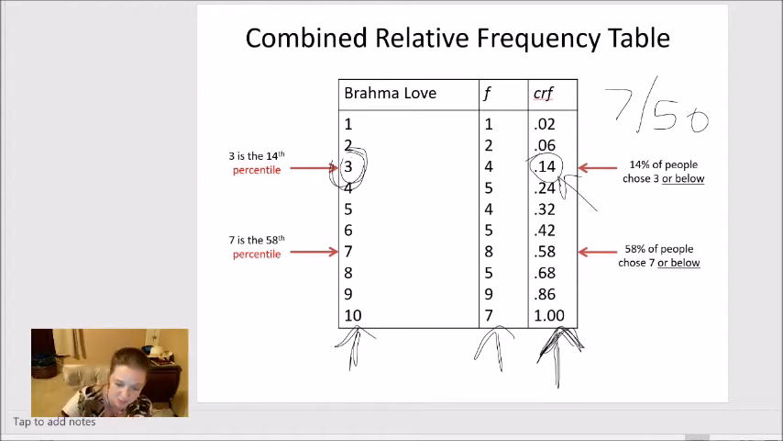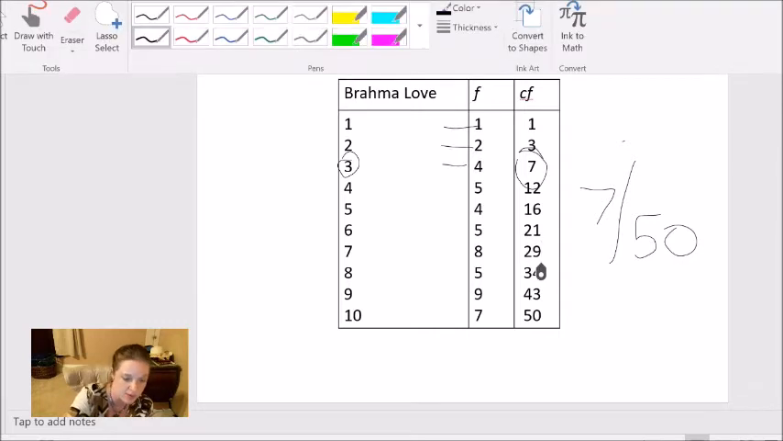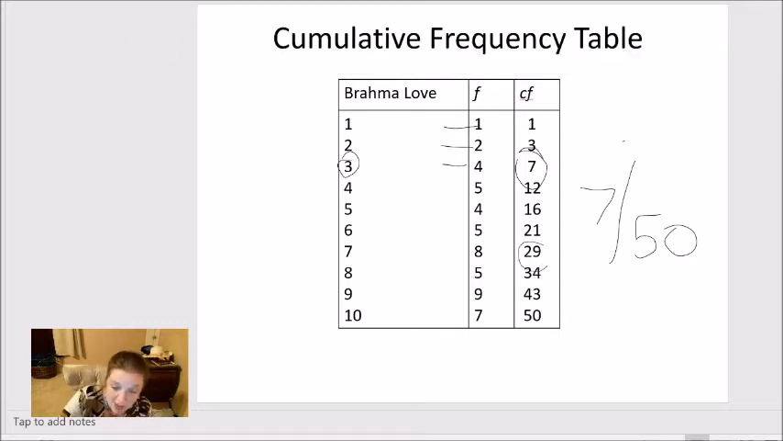Similarly, 7 is the 58th percentile. Anyone who chose 7 would know that 58% of the folks are at 7 or below, right? And how did we figure this out? How could we figure it out? We'd go back to this slide and see 29 people chose either 1, 2, 3, 4, 5, 6, or 7.